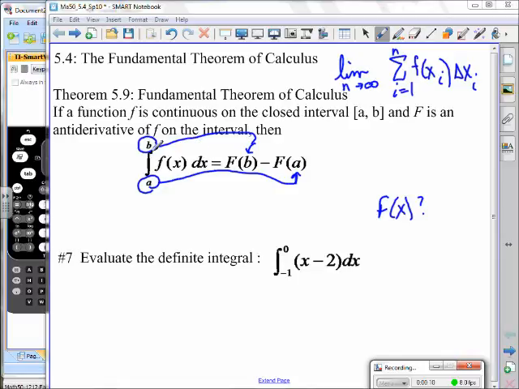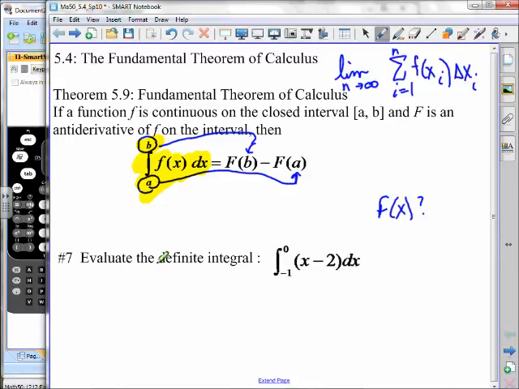What does this represent geometrically? Your answer is area under the curve. Which curve? F of x. So when I come down here and ask you, if we're going to do this graphically, what am I going to graph? The integrand or the antiderivative of that integrand?